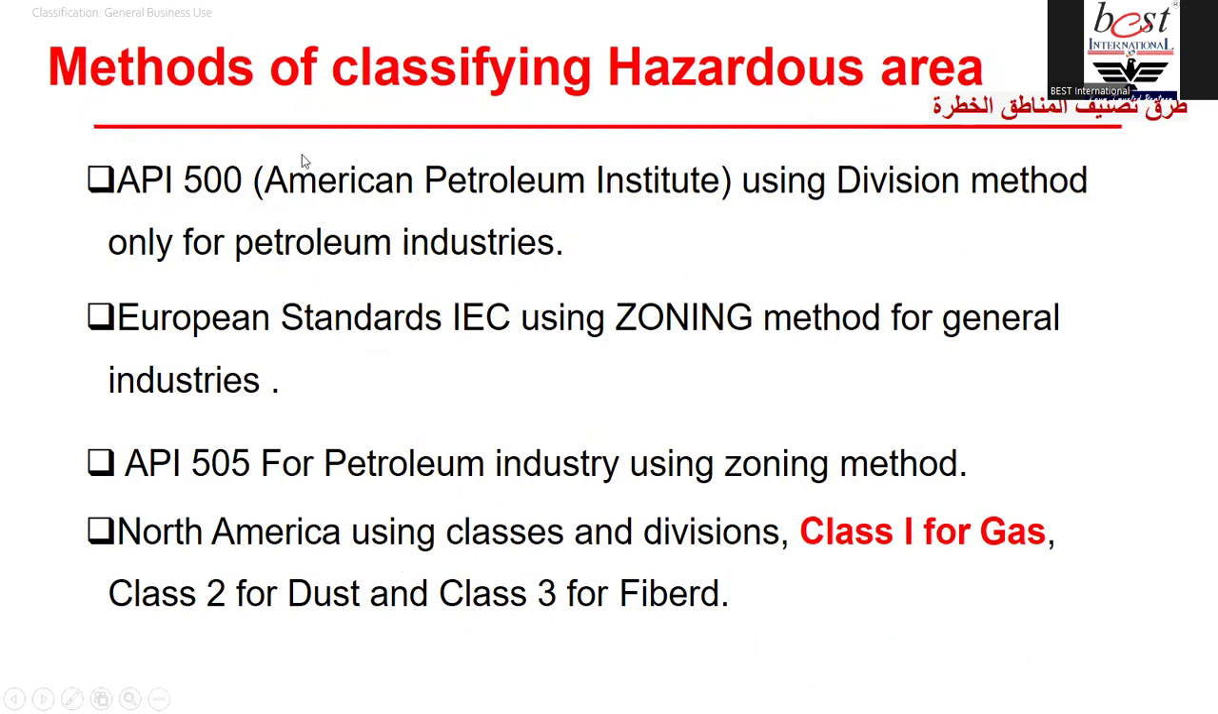We can also get help from API, the American Petroleum Institute, using the zoning method only for petroleum industries. Like the European standards, the IEC uses the zoning method for general industries, and API 505 for the petroleum industry uses the zoning method. North America uses classes and divisions, like Class 1 for gases, Class 2 for dust, and Class 3 for fibers.